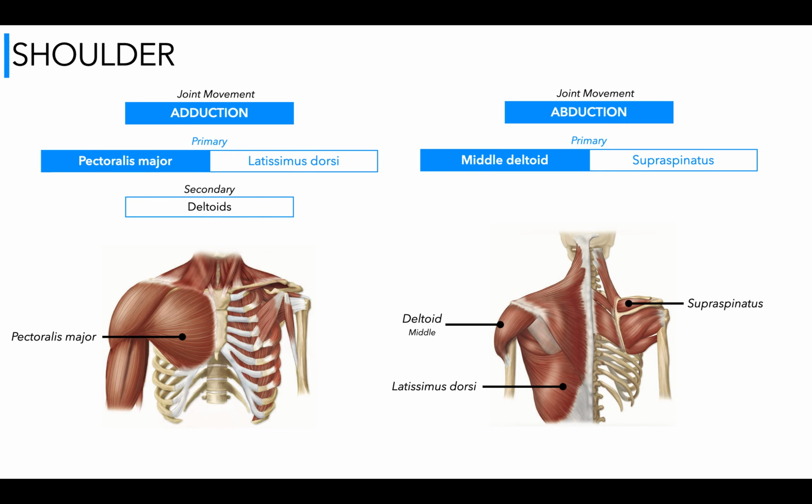Latissimus dorsi, I'll just label, is the primary muscle in adduction. And the pectoralis major is involved again in a secondary role in abduction, but it also plays a secondary role in horizontal extension. And as we know, horizontal extension can also be called horizontal abduction. So no surprises there to see the pectoralis major involved a lot.